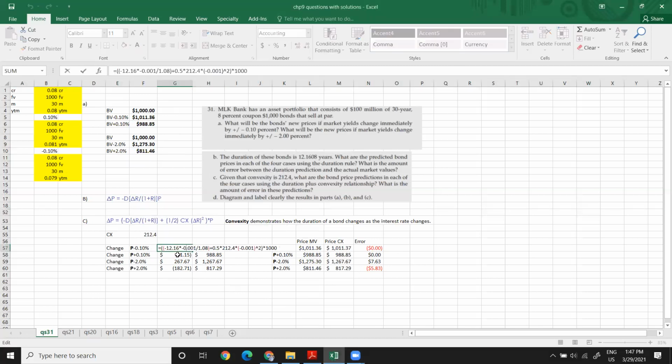So how do I estimate? I take 0.12, which is the duration, the relative change, and 1/2 multiplied by the convexity and multiplied by the change in the interest rate, which is 0.001, like a 0.10% reduction, raised to the power 2. And this is all multiplied by the bond price, 1000.